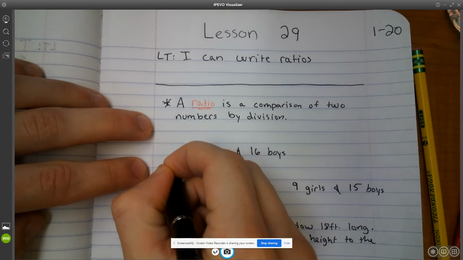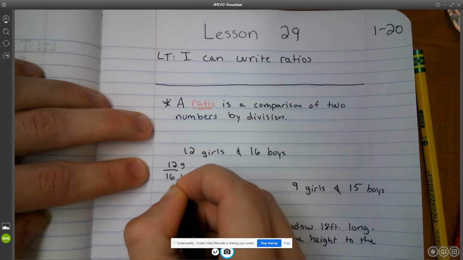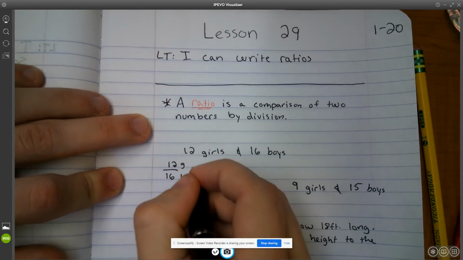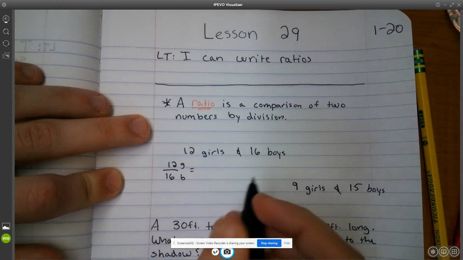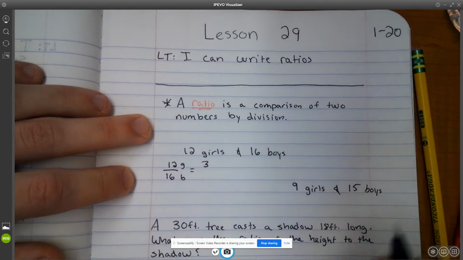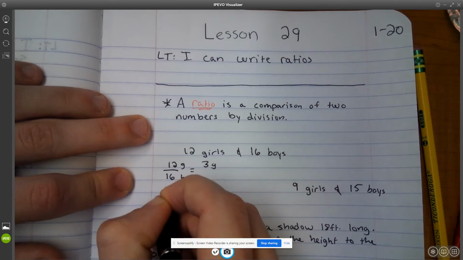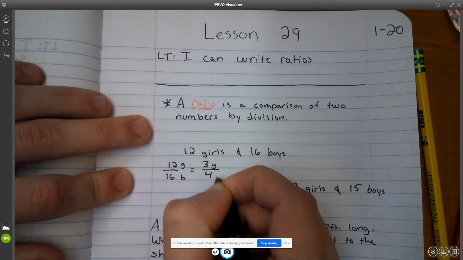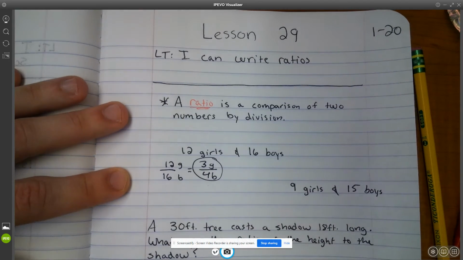We would write that as a fraction, 12 to 16, 12 G over 16 B. And then we're going to try to reduce that. So the number that goes into 12 and 16 is 4. 4 goes into 12 3 times. This is where our math facts come in handy. So there are 3 girls for every 4 goes into 16 4 times, for every 4 boys. So that would be the ratio of girls to boys, or boys to girls if we wanted to flip that around.